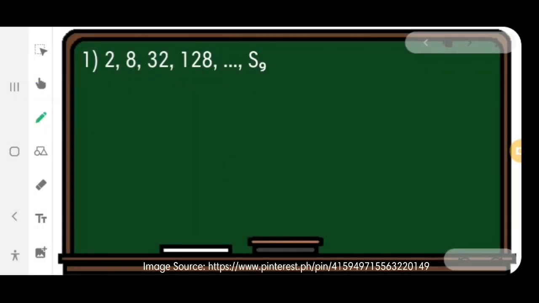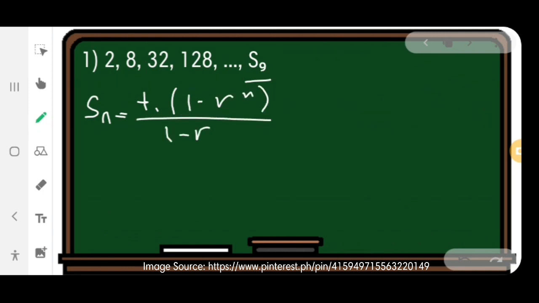Let us now get the sum of the first terms of the geometric sequence 2, 8, 32, 128, and so on. We are going to determine S sub 9, or the sum of the first 9 terms. Now, since the number of terms to be added is indicated, we are going to use the formula for the finite geometric series, and that is S sub n is equal to t sub 1 times 1 minus r raised to n all over 1 minus r.